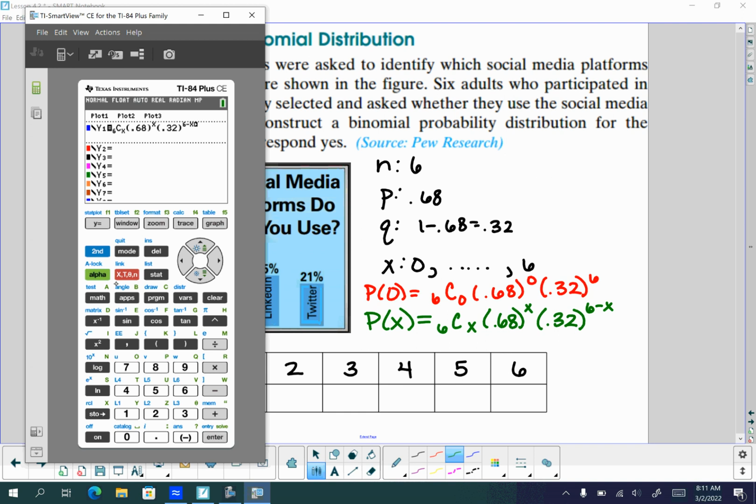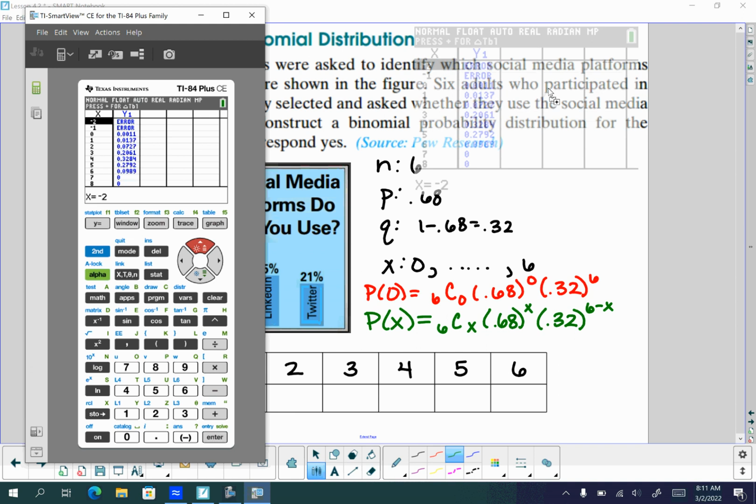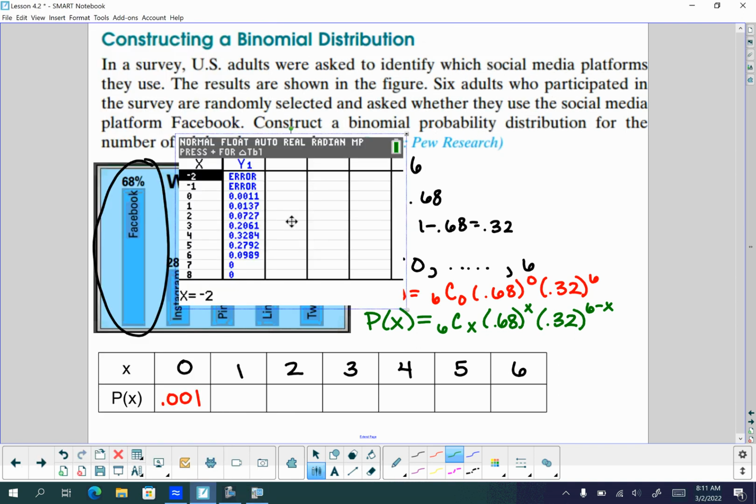Once you have the equation in there, hit second graph, go into your table of values. And as you scroll up and down, the only values that you actually get a number for are your numbers 0 to 6. It gives you errors for the negatives, and then it gives you a probability of 0 for anything above 6. So then you can very quickly just fill all those in your table. Drag it over so I don't lose it here. There we go.